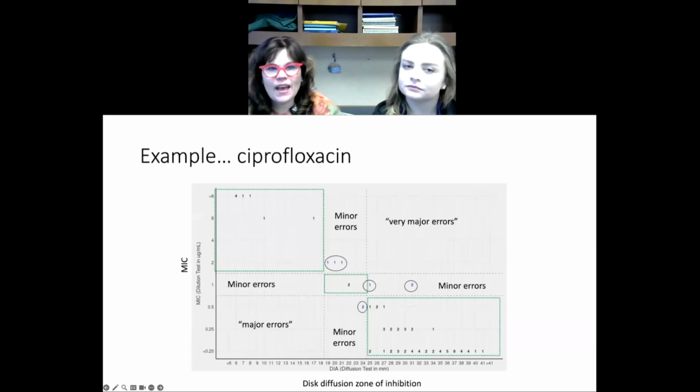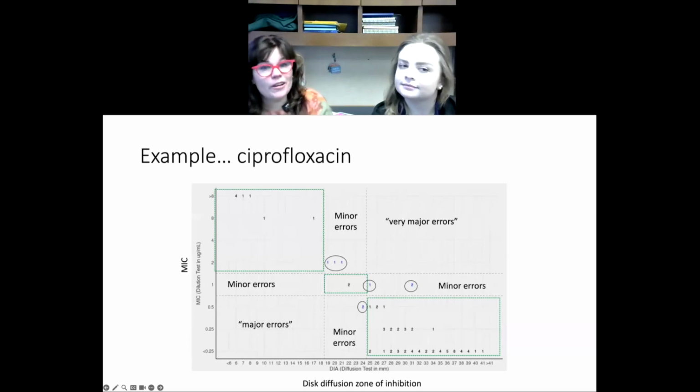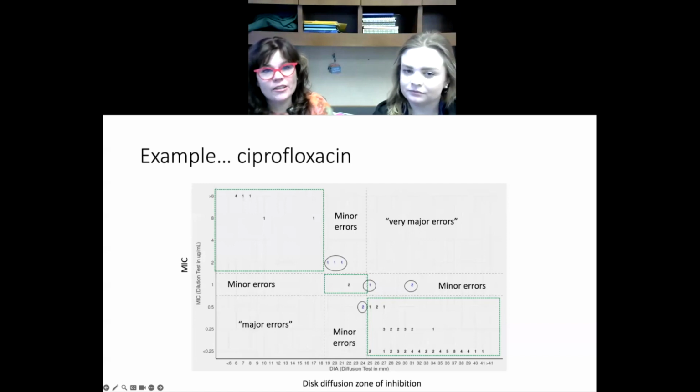if we look at that, where do we draw the lines for the disc so that we minimize major errors? So isolates that have a really low MIC and a teeny tiny disc zone size are very major errors, as are ones that have a big giant disc zone size and a really high MIC. And so what we really want to see is most of the bugs falling in here. So that's how we do it.